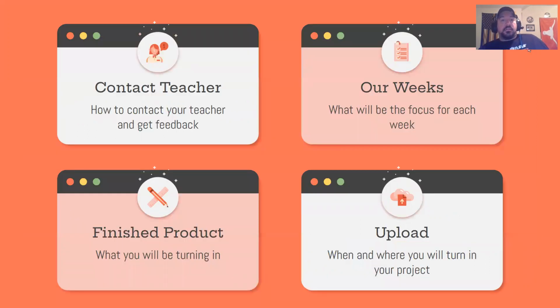All right. So contact your teacher, how to get in touch with your teacher and get feedback. Our weeks, what will we be focused on for each week? Finished product, what will you be turning in? And then upload, when and where you will turn in your project. These are the four sub areas that we're going to go into here next.